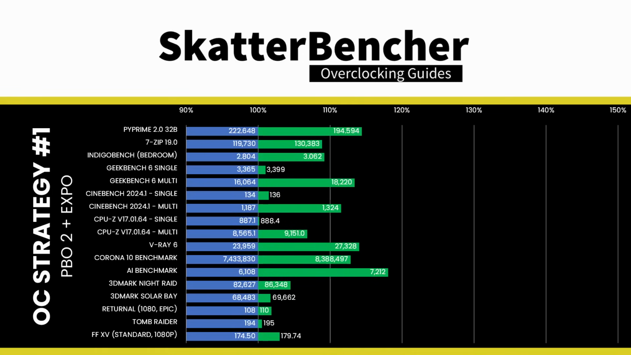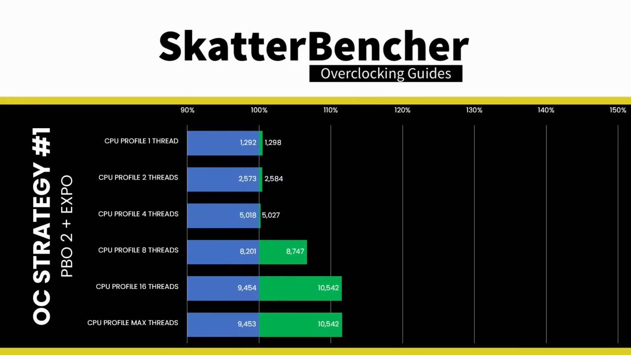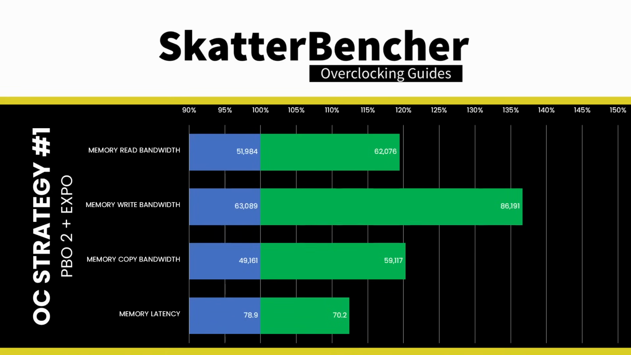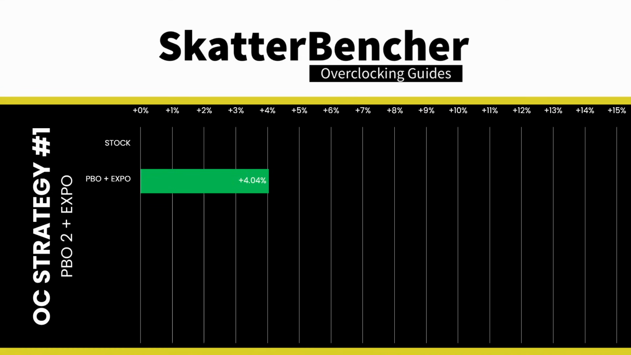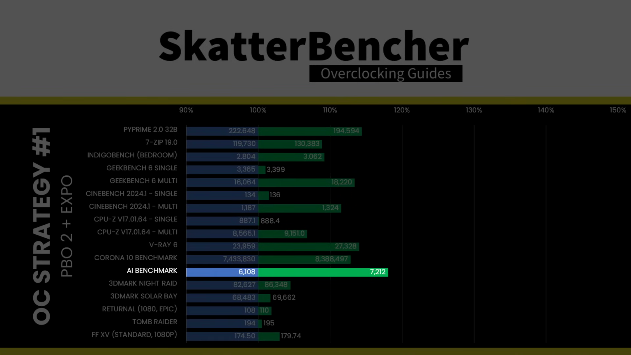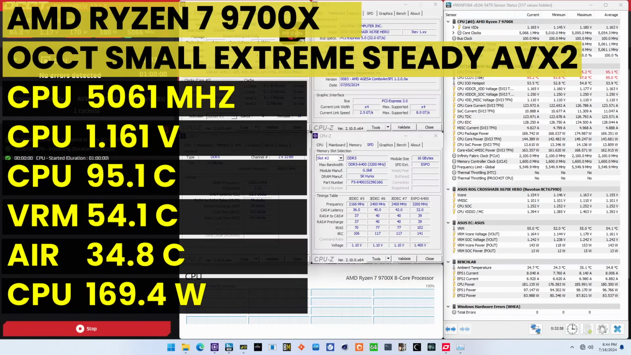Despite the Ryzen 7 9700X having only 8 cores, the performance is restricted by its maximum power to 65 watt. By enabling PBO, we can easily double the power budget in all-core workloads. Combine that with enabling higher memory speeds, and it translates into significant performance gains across the board. The geomean performance improvement is plus 4.04%, and we get a maximum improvement of plus 18.07% in AI benchmark. When running the OCCT CPU AVX2 stability test, the average CPU core effective clock is 5061 MHz with 1.161 volts.